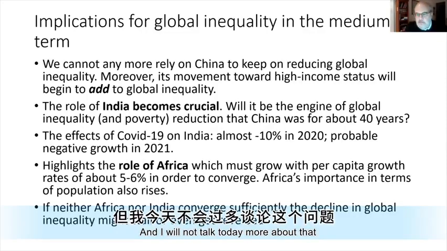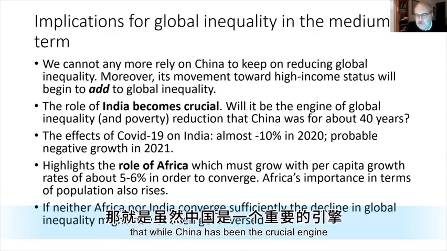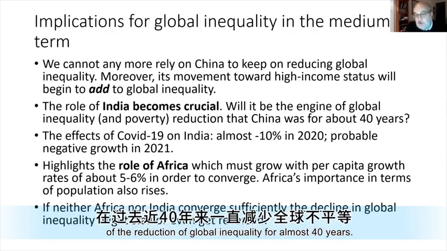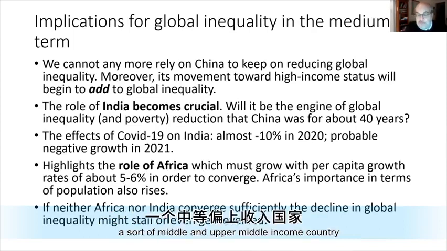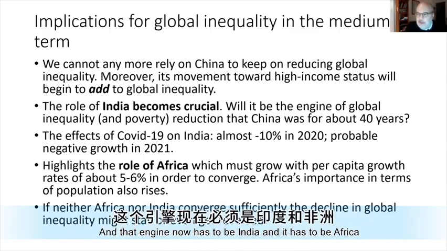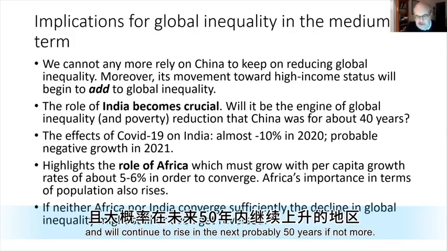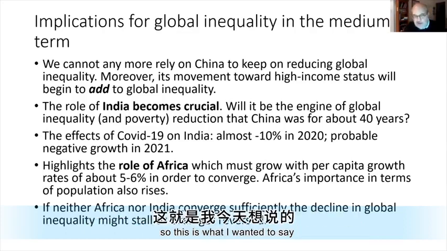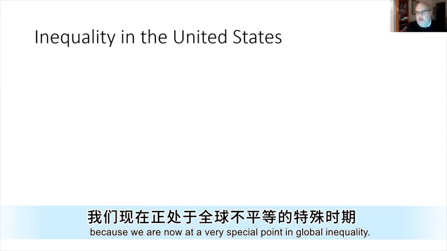I will not talk today more about that, but I just wanted to highlight the fact that while China has been the crucial engine of the reduction of global inequality for almost 40 years, the very fact that it has now become an upper middle income or relatively wealthy country means that it is no longer that engine. That engine now has to be India and has to be Africa, which is the only continent whose population is still rising and will continue to rise in the next probably 50 years, if not more. So this is what I wanted to say about global inequality very briefly, because we are now at a very special point in global inequality.